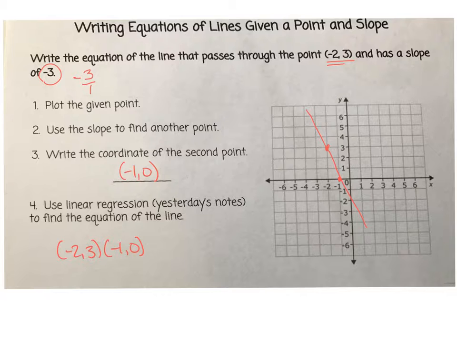And I'm going to go to stat, go over to calculate, and I'm going to do number 4, linear regression. Hit enter. It gave me that my A value is -3 and my B value is also -3. So that allows me then to write my equation. I know my equation is going to be y equals -3x minus 3.